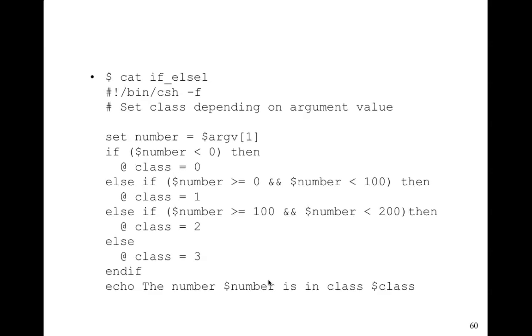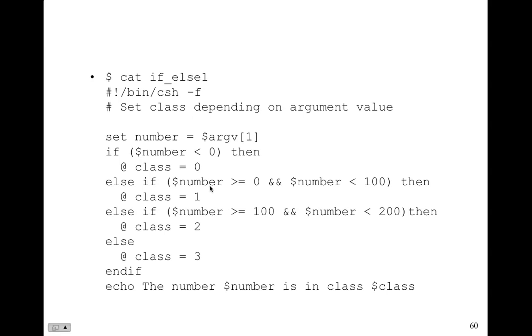I'm going to go through this kind of quickly because you should all have some programming language experience at this point. This is boring, but it's just showing you how it compares to what you already know. Here's a script that's using this. It's going to set the class depending upon the argument value that's being sent on the command line. So we set the number to argument number 1, which is this guy right here.